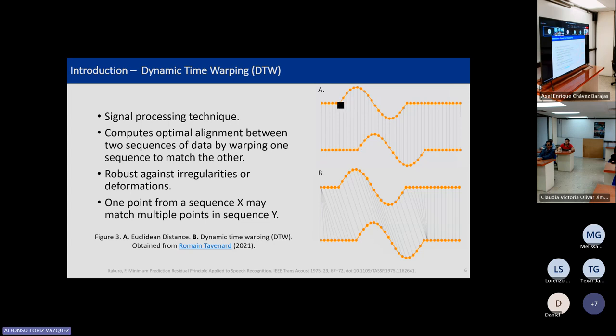For example, the start of the cosinal wave in point A is matched against a different part in the shifted sequence Y. Meanwhile, if we use dynamic time warping, we can see that one point from sequence X may match multiple points from sequence Y in order to handle these irregularities in data.